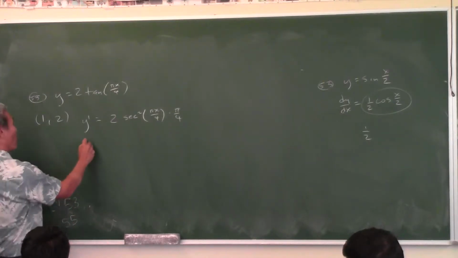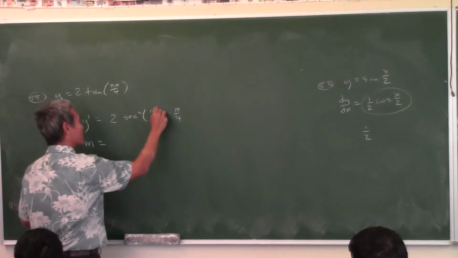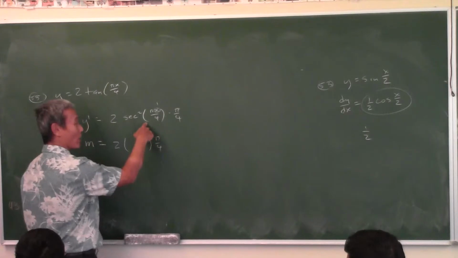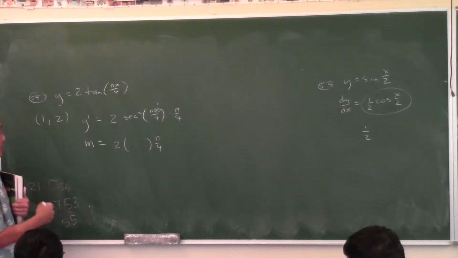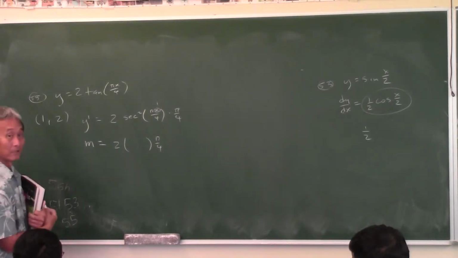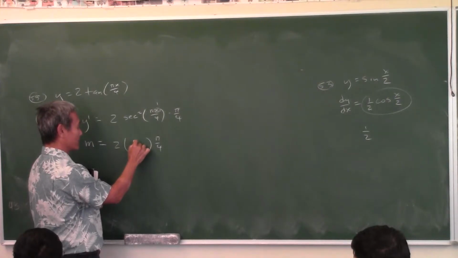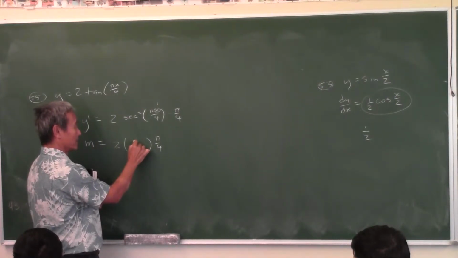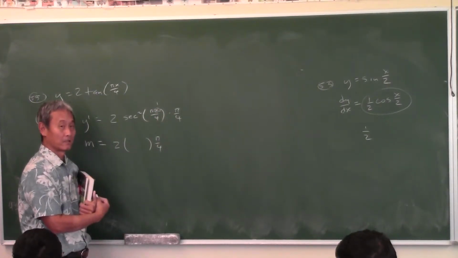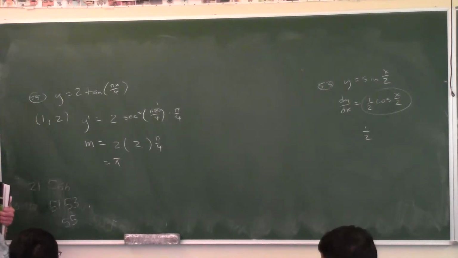Okay, so what is the slope at this point? You need to plug in 1 for x. What happens when I plug in 1 for x there? You're going to get 2 times something times pi over 4. What is the something? Secant squared, plug in 1 there, pi over 4. So secant squared of pi over 4. Isn't it 2? Yes, 2 is correct.